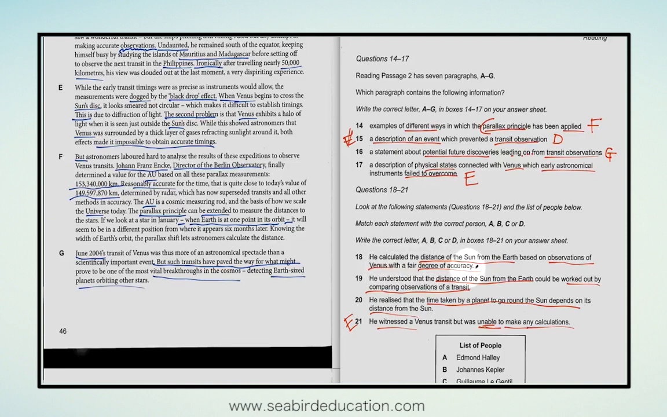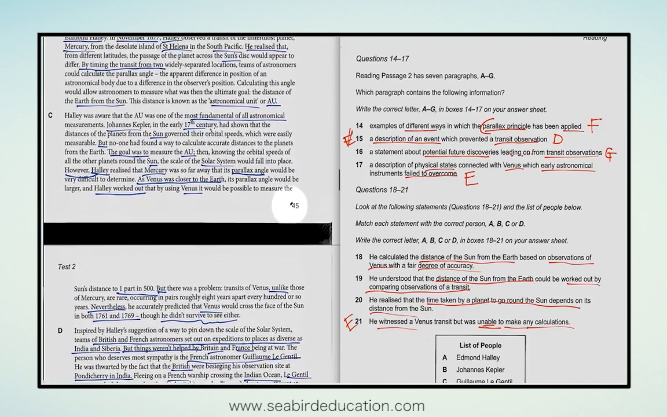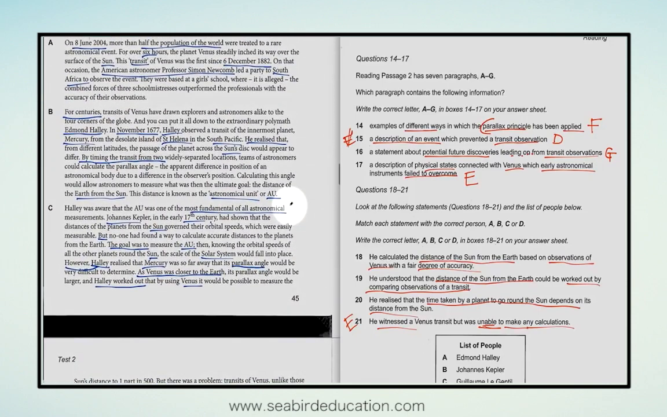Okay, he calculated the distance from the Earth to the sun with a fair degree of accuracy. I think this is Halley. Distance from the sun from the Earth using Venus. He realized that the sun appeared... Timing the transit. Calculating this angle allows you to measure the distance of the Earth from the sun. Halley observed. So that's Halley. That's A.